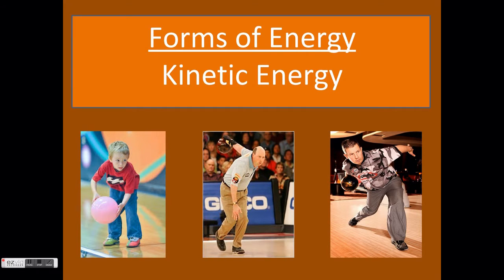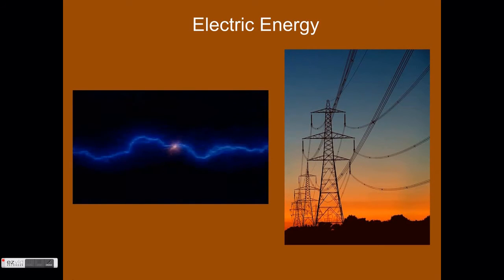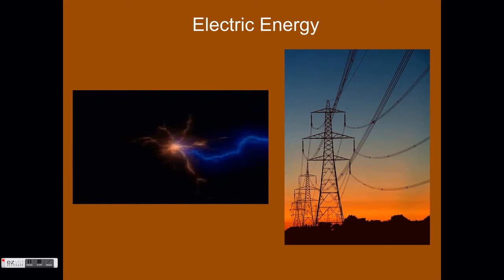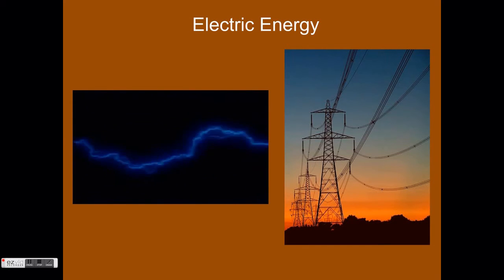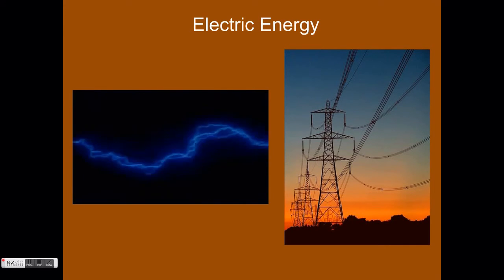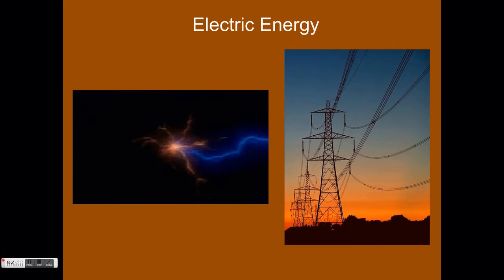Let's look at some different types of kinetic energy. Remember that in kinetic energy, an object has to be moving. Sometimes that object can be very small, even as small as an electron. Electrons are subatomic particles moving around an atom. Sometimes electrons move from one atom to another. Because the electrons are moving, they have kinetic energy.